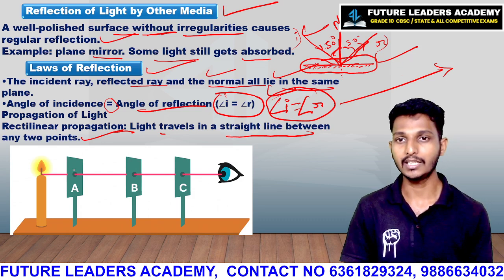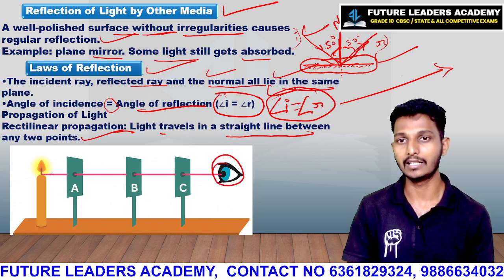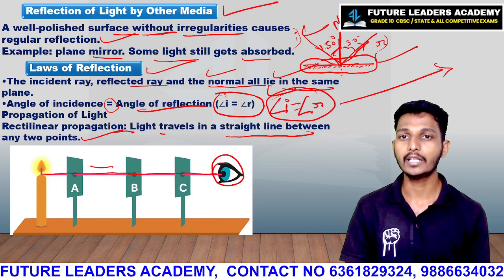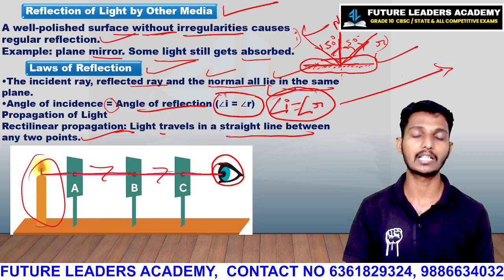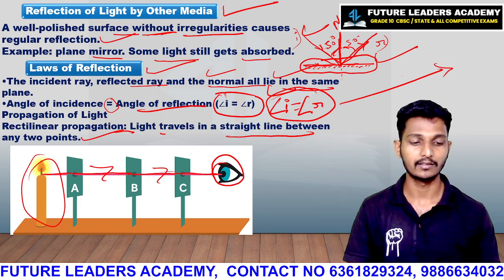Understood? See, we are passing it, and we are able to see that candle through these mediums. So a straight line has been formed. Can you see this? So the candle light is there. This is the rectilinear propagation example, how the light travels in a straight line.